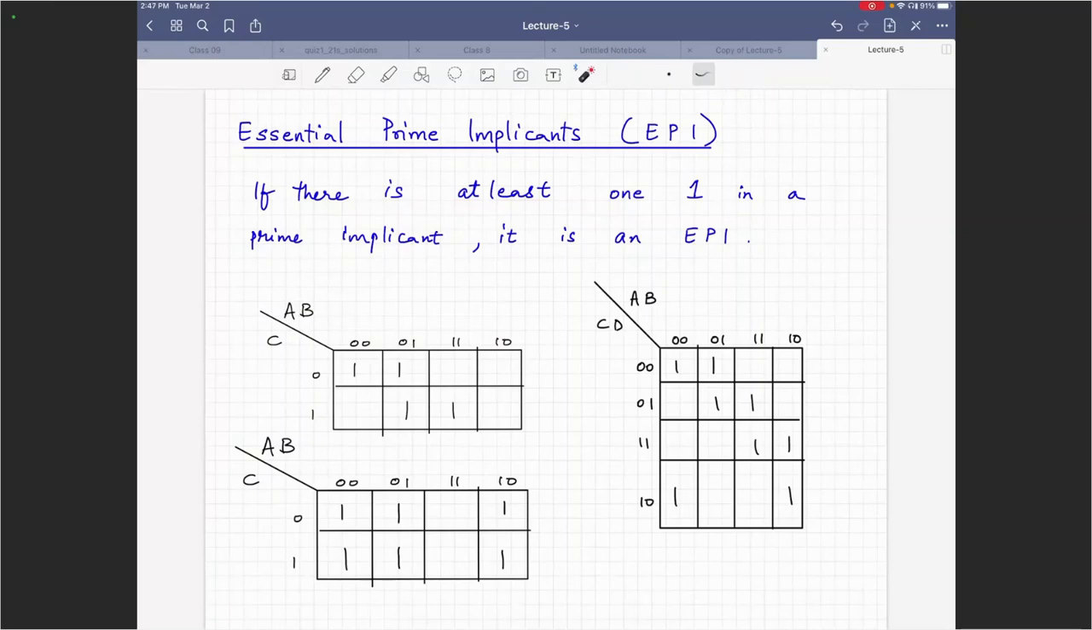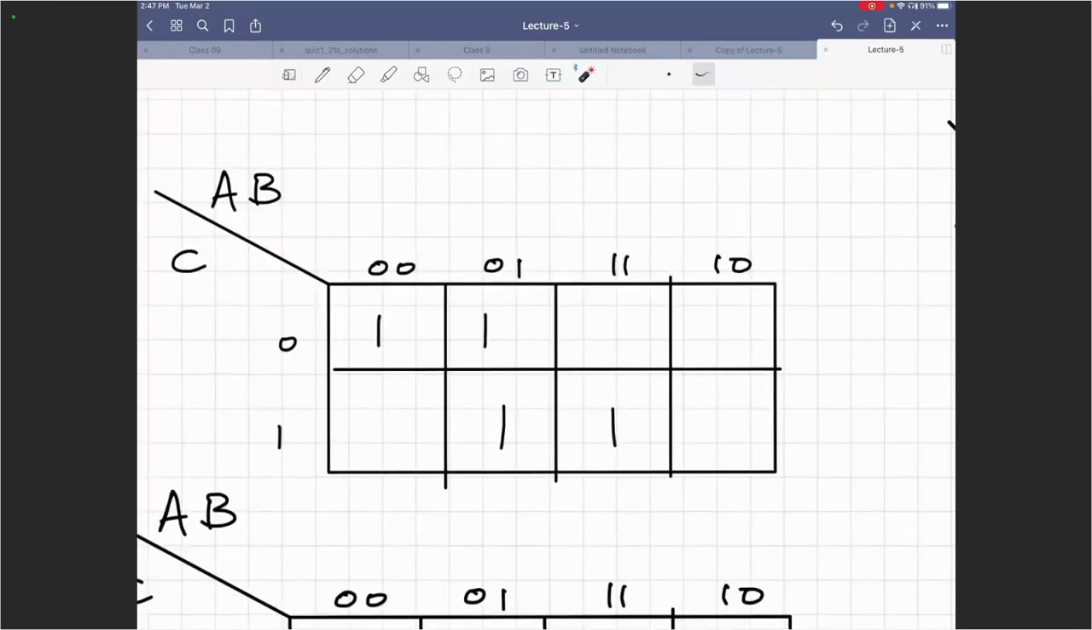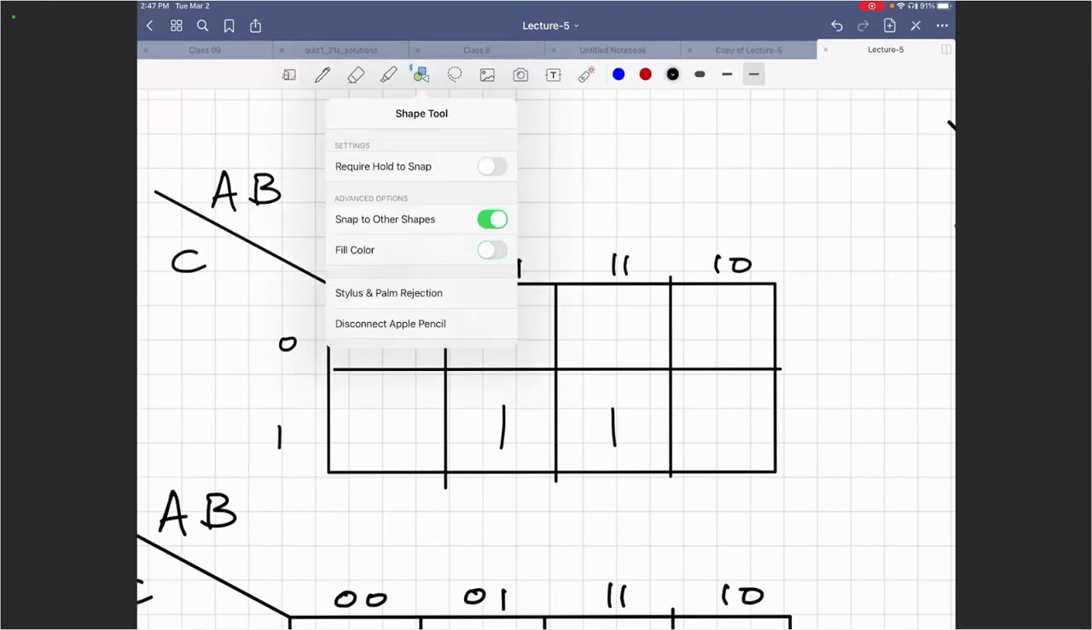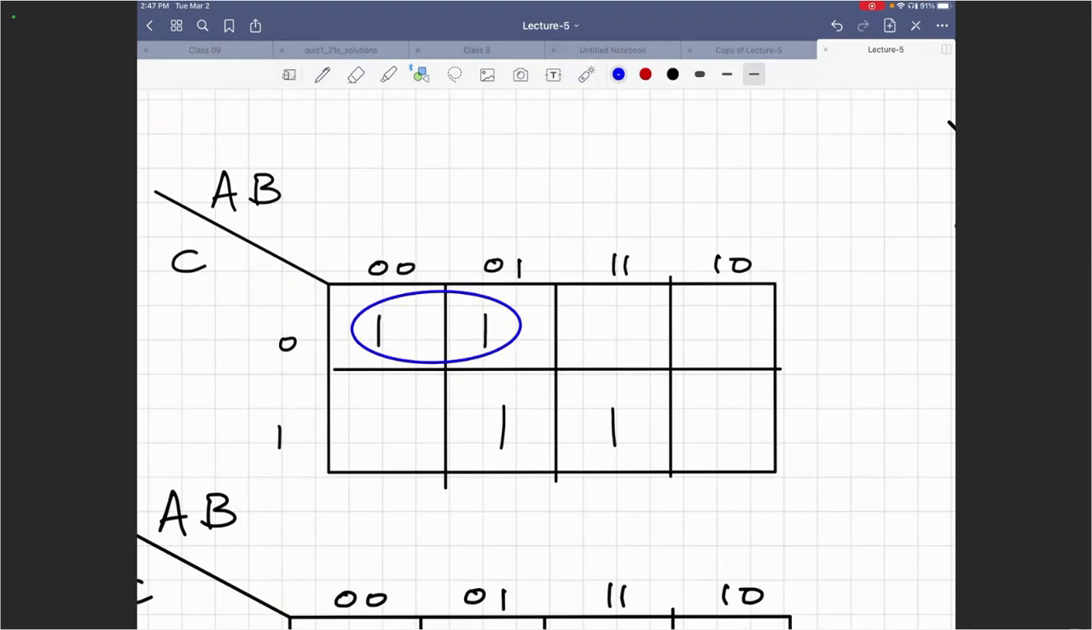Now, let's try to first identify the prime implicants. I had one over here, I had another one over here, and I had another one over here, and I was choosing red for some reason. And let's talk about that color choice later on. So how many of them are essential and how many of them are non-essential, which means redundant? Two of them are essential, one of them is non-essential, absolutely.